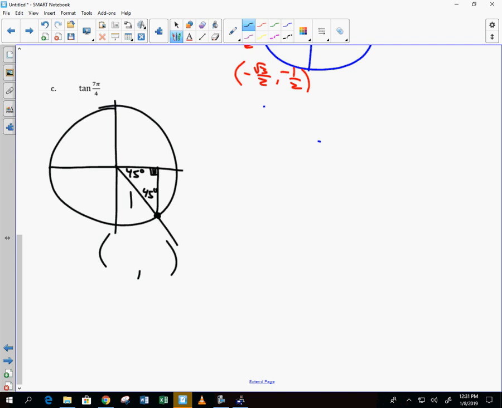This is the length of 1. To get to this side, we divide by the root of 2, and you get the root of 2 over 2. Root of 2 over 2. So the terminal point is root of 2 over 2, negative root of 2 over 2.